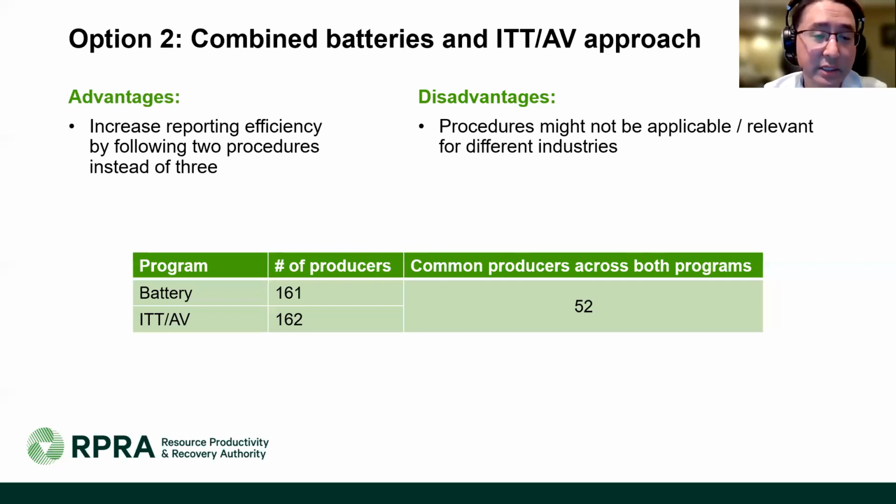One of the disadvantages of this approach is that when we combine the verification procedure for battery and electronics, some procedures may not be applicable or relevant for different industries. So for battery and ITTAV, for example, as an ITTAV producer, if you offer a warranty or repair option, you have the opportunity to reduce your supply data. But as a battery producer, that option is not there.